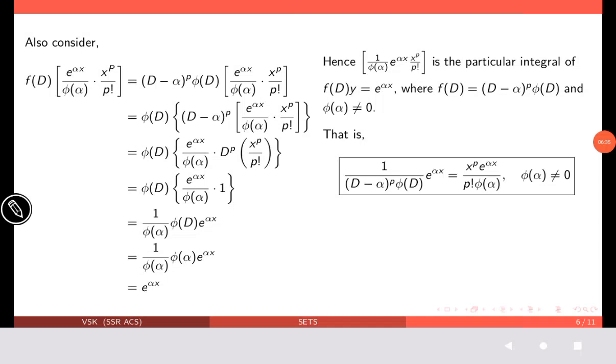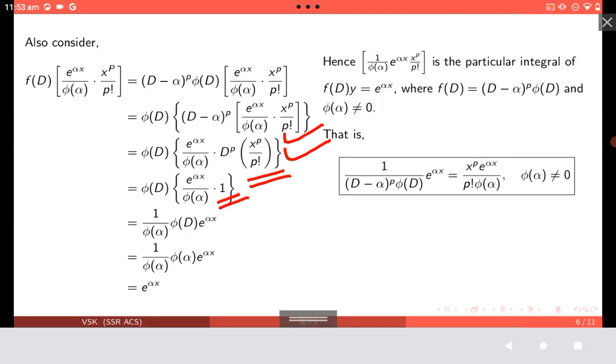So this expression comes over here, and now when we operate D to the power p on this expression, because D to the power p of x to the power p upon factorial p is simply 1. Now this phi D, because phi alpha is not equal to 0, so 1 upon phi alpha is out. Phi D operated on e to the power alpha x becomes phi alpha e to the power alpha x, and phi alpha cancels, so it is e to the power alpha x. So when we operate f(D) on this expression, we again get Q, that is e to the power alpha x.